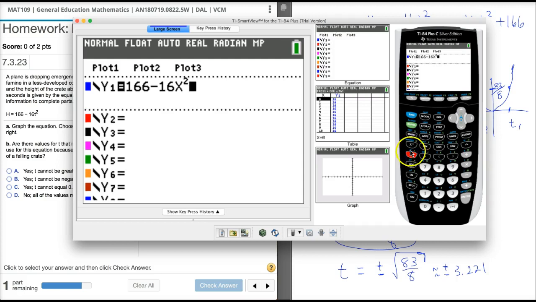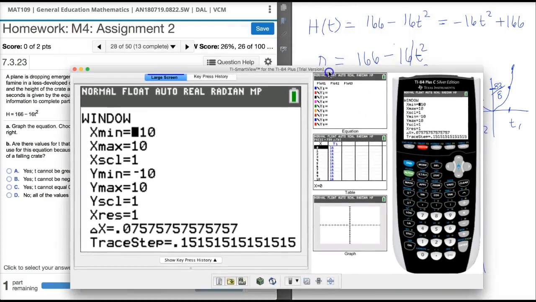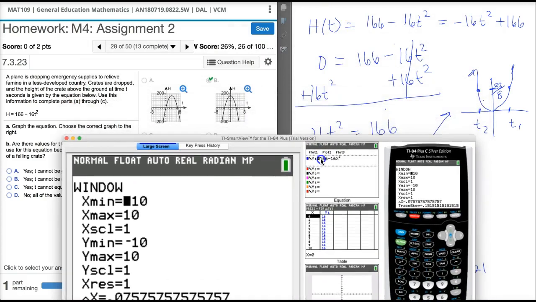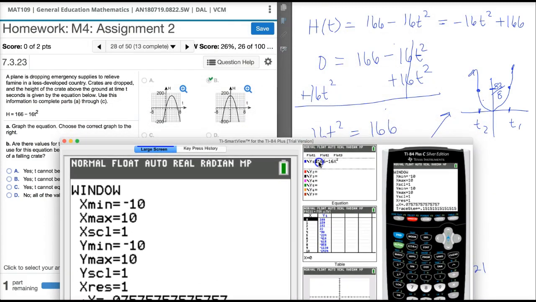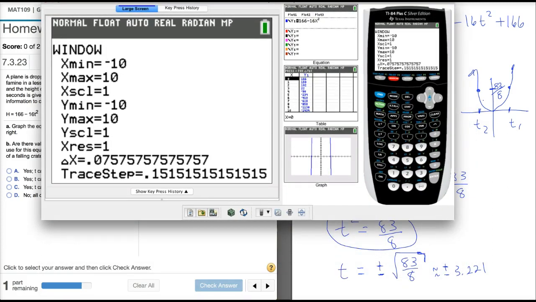Okay. And now what we want to do is make sure that we set our window to show what we were talking about in our answer. So here, I'm going to slide this down for a second. You see that the answer we chose, our x values go from -8 to +8, and our y values go from -200 to +200. So that's what we're going to set our window to be.